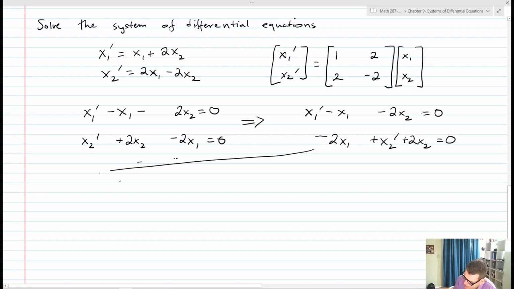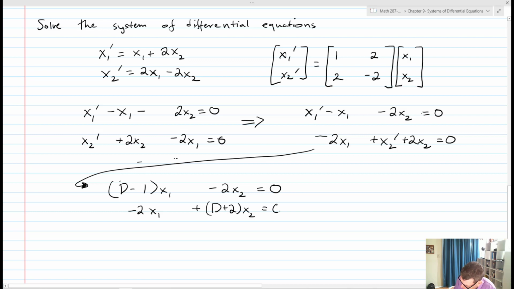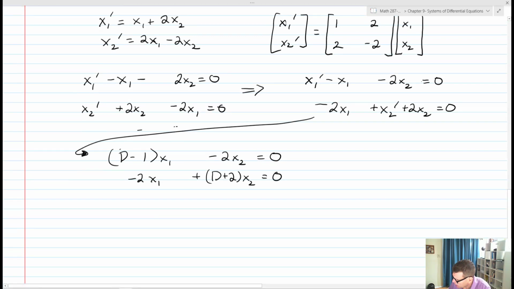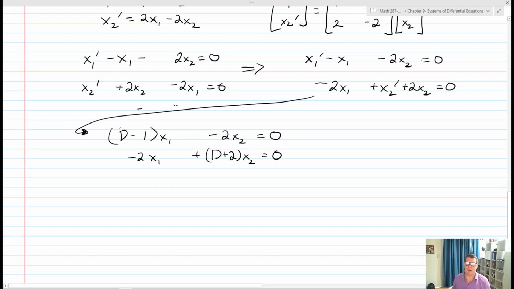Now I'm going to rewrite this using operators. So I get D minus 1 applied to x1, minus 2x2, equals 0. And then negative 2x1 plus D plus 2 applied to x2 equals 0. Now I'm going to do some elimination, but using differential operators, which is a little weird when you think about it, but from a computational standpoint it's going to seem kind of familiar. It's a little strange, but it's going to work out really well for us: we're going to think about this as a system of equations, but we're working with operators.